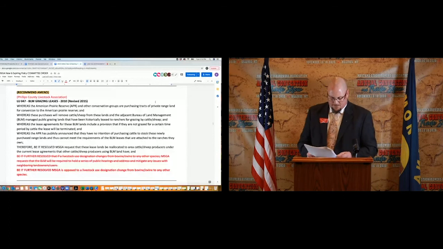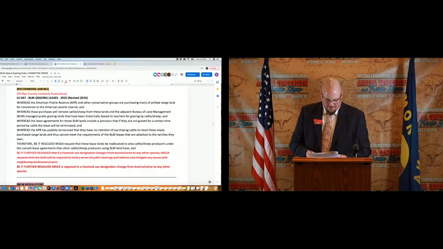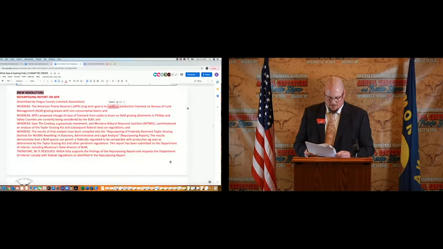Moving on to our first new resolution, repurposing report on APR, submitted by Fergus County Livestock Association. Whereas the American Prairie Reserve's APR long-term goal is to replace production livestock on Bureau of Land Management grazing leases with non-consumptive bison. And whereas APR's proposed change of class of livestock from cattle to bison on BLM grazing allotments in Phillips and Valley counties are currently being considered by the BLM.